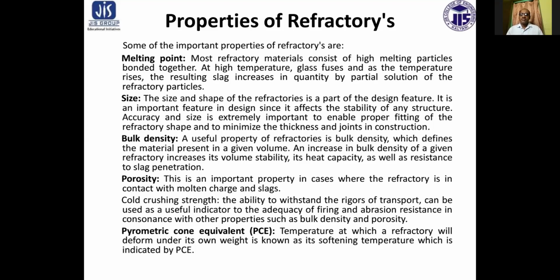Cold crushing strength. The ability to withstand the rigors of transport can be used as a useful indicator of the adequacy of firing and abrasion resistance, in coincidence with other properties such as bulk density and porosity. And pyrometric cone equivalent. The temperature at which the refractory will deform under its own weight is known as its softening temperature, which is indicated by the PCE.